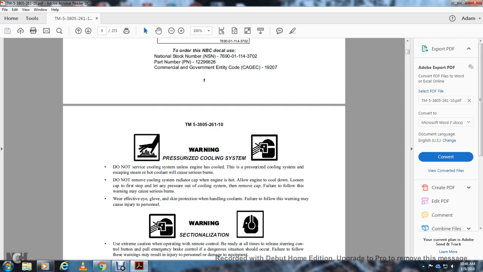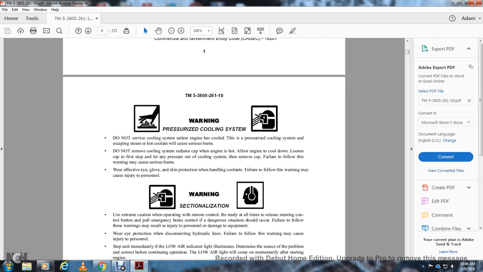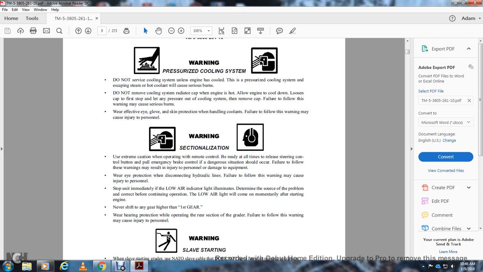Wear eye goggles and skin protection when handling coolants. Failure to follow this warning may cause injury to personnel. Warning, steering. Use extreme caution when operating with the remote control. Be ready at all times to release the steering control button, pull the emergency brake hand control should a dangerous situation occur. Failure to follow these warnings may result in injury to personnel and damage to equipment. Wear eye protection when disconnecting hydraulic lines. Failure to follow this warning may cause injury to personnel.